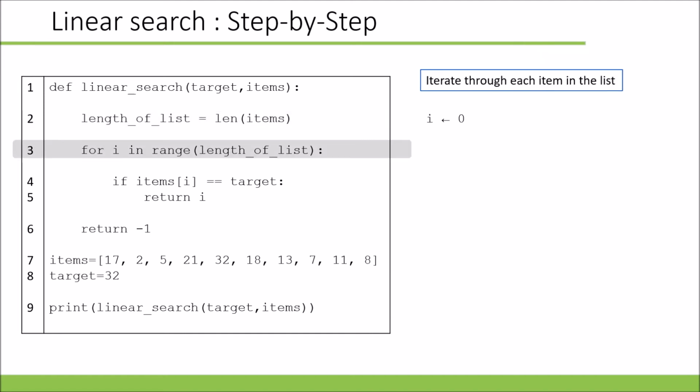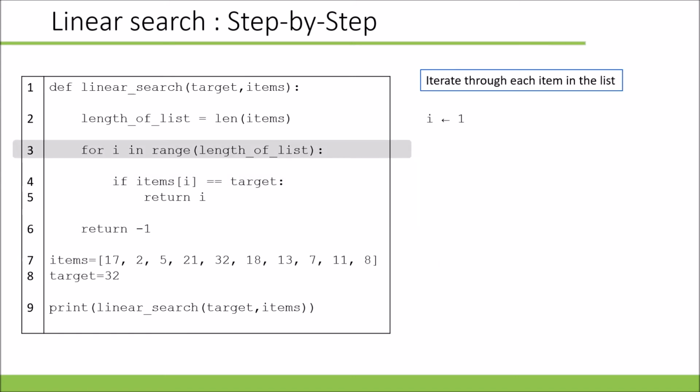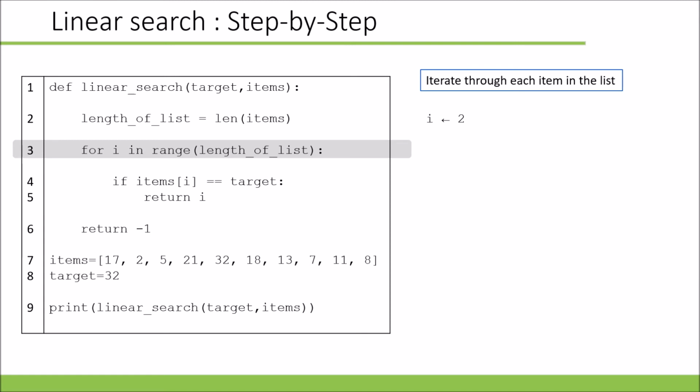On line 3, the algorithm iterates through the list, so it starts at the first item, item in position 0. We then compare the item with the target value. The first item in the list is 17, the target value is 32, so clearly they're different. Then we move on to the next item in the list, so we're now in index position 1. We compare that value, which is 2, with 32, and again they're different. So we continue through the list and move on to the next item. Now we're in index position 2.